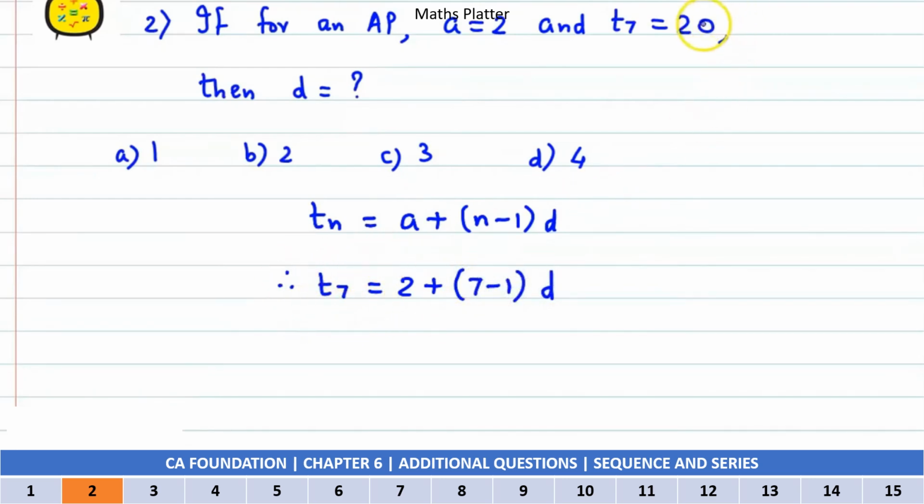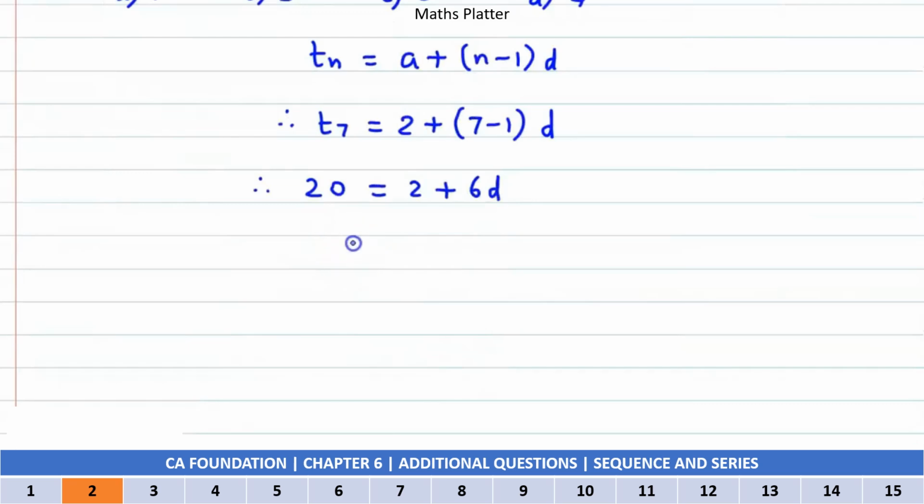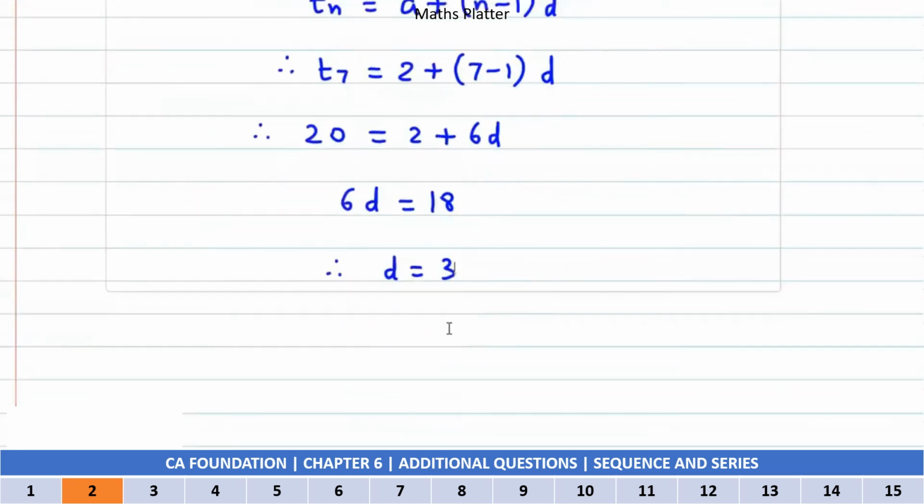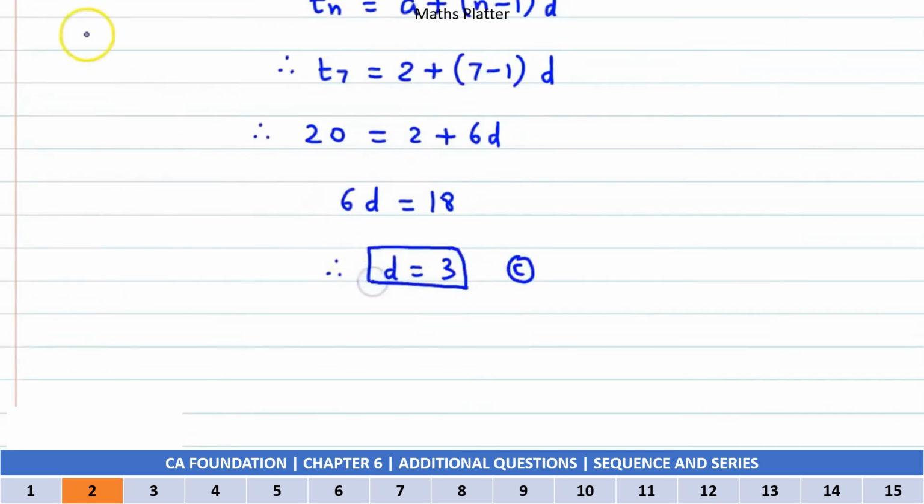लेकिन T7 की वैल्यू गिवन है 20, so therefore we could say 20 is equal to 2 plus, अब 7 minus 1 होता है 6 into D, तो ये आ जाएगा 6D. So proceeding further, so we have 6D is equal to, अब ये लेस करने पर हो जाएगा 18, so therefore the common difference D is equal to 3 और इसका ऑप्शन है C. So common difference D is equal to 3.